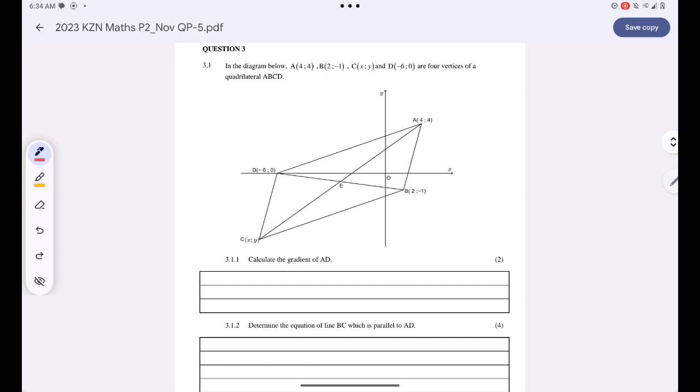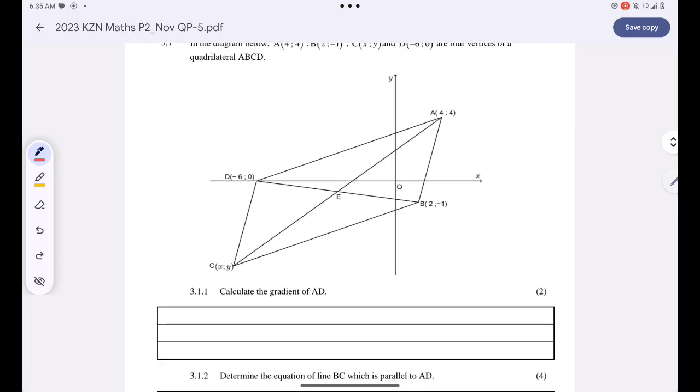Okay, in the diagram below, A, B, C, and D are 4 vertices of a quadrilateral. The first thing they want us to do is to calculate the gradient of AD. We do have 2 points there, points A and D. We can find the average gradient. So the gradient of AD is simply y2 minus y1 over x2 minus x1, right?